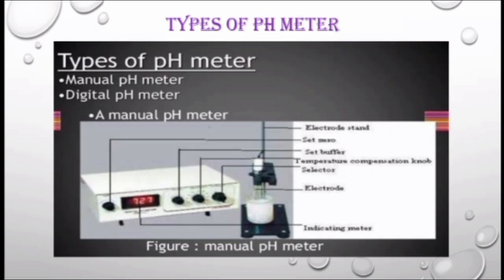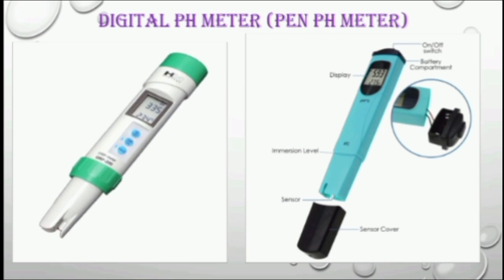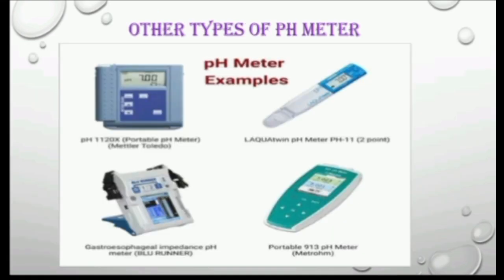Now, we are going to see the types of the pH meter available to us. There are mainly two types of pH meter, a digital pH meter and a manual pH meter. The digital pH meter is much easier to handle compared to the manual pH meter, which can be carried everywhere in our hand. The other types of pH meter available in the market can be seen in the image.